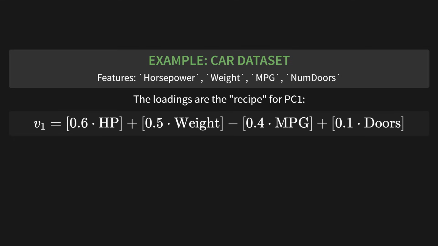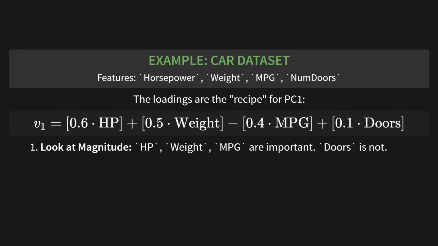So how do we read this recipe? 3 steps. First, look at the magnitude. Horsepower, weight, and MPG have big numbers. They're important ingredients. Doors has a tiny number. It's not very important for PC1.